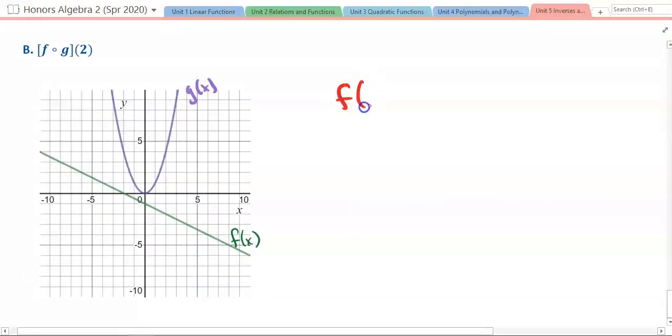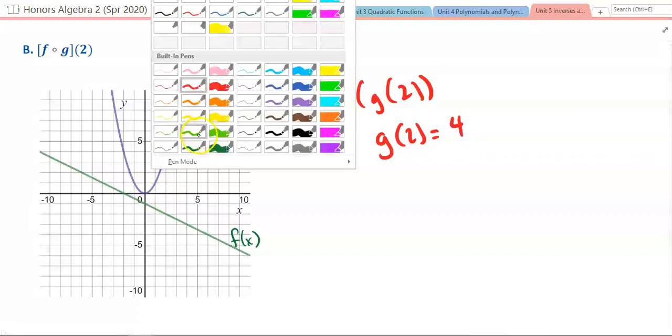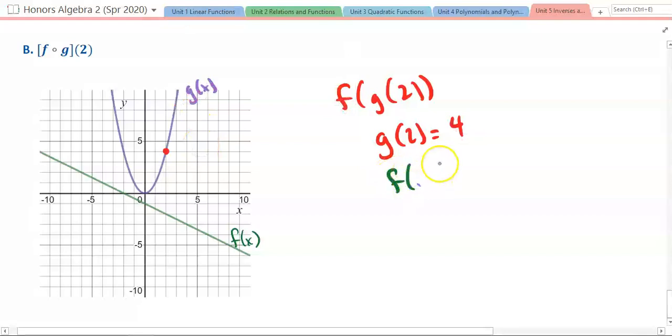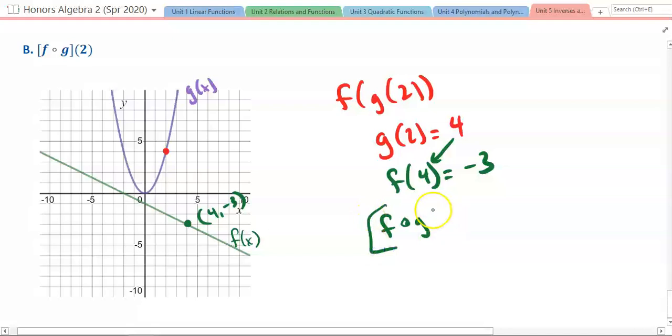So f of g of 2 means that I'm going to start with g of 2. When x is 2, the g is what? 4. Okay, now we'll go do f of what value? The 4. So f of 4 gives me what value? This is at the ordered pair 4, -3. So f of g of 2 is equal to -3. Let's make sure that is a circle and not a dot.